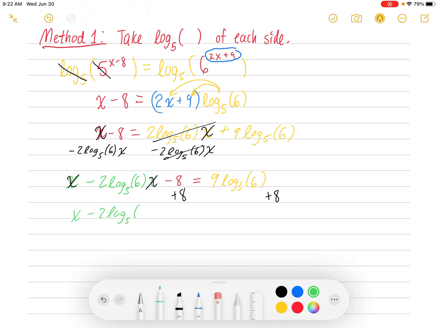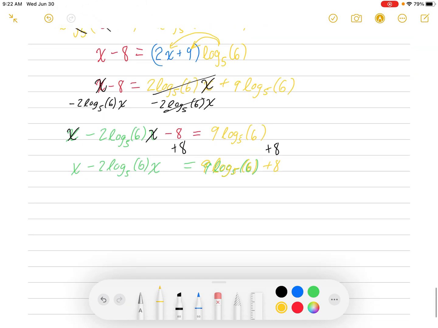So I have all my x's on the left, right? I have an x here and an x here. That means on the right, I want to get all my numbers that are not having x's in them, so I'm going to add this 8 to both sides. That means I have x minus 2 log base 5 of 6 times x on the left, and on the right, 9 log base 5 of 6 plus 8. Okay, so we got the x's on the left and the numbers that have no x's on the right.